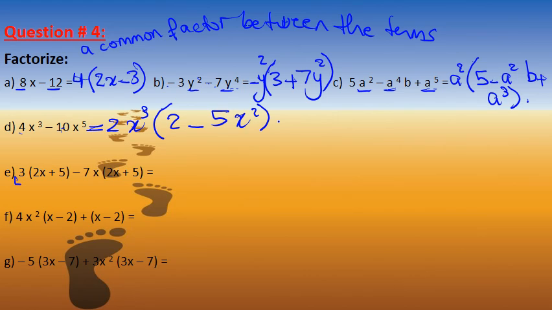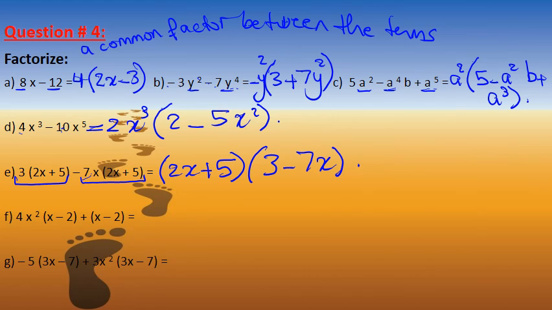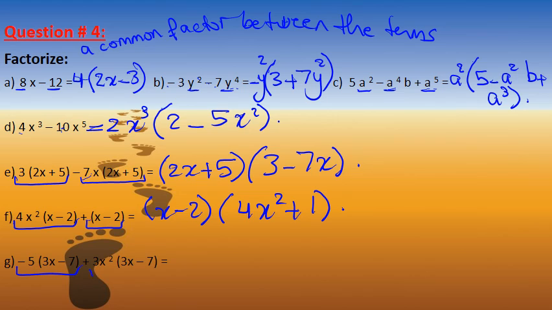Now here we have this term and here we have the second term. So here the common factor is a binomial which is 2x plus 5 and we open parentheses, 3 minus 7x. Now between this term and this term we have x minus 2 as a common factor, a binomial. So we have 4x squared plus 1. Between this term and this term we have 3x minus 7 as a common factor binomial, minus 5 plus 3x squared.